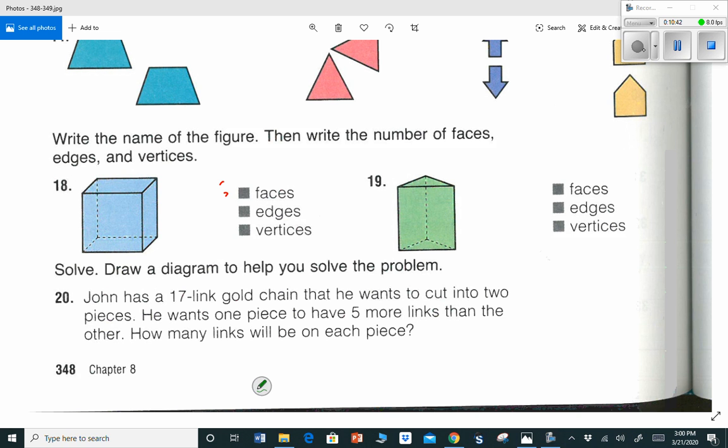Edges are lines. It's where 2 faces come together. We've got 1, 2, 3, 4 across the front, 1, 2, 3, 4 across the back, and 4 joining the front and the back. Makes 12 edges. The vertices are the points where 3 or more edges come together. They often make a sharp corner. And we've got 4 on the top and 4 on the bottom. Makes 8 vertices.